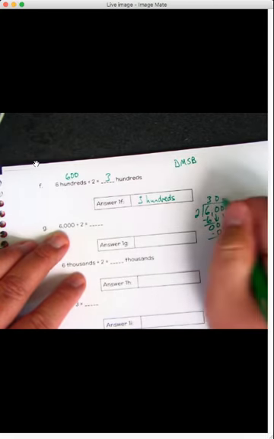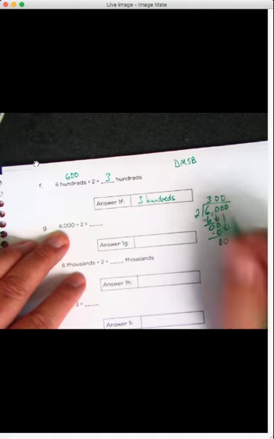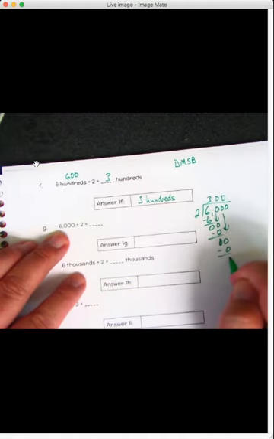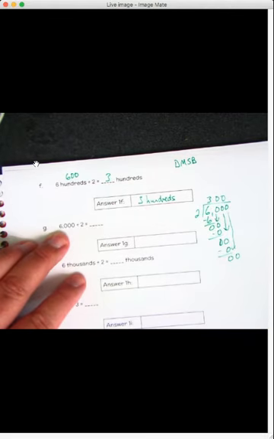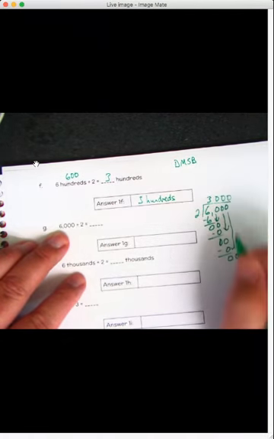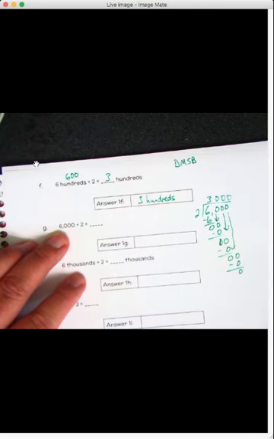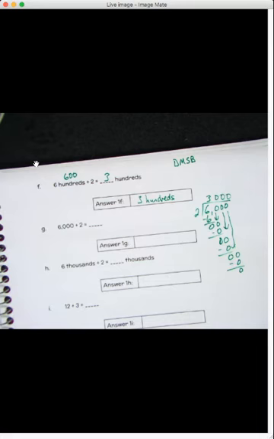0 divided by 2 is 0. Mama multiply. 0 times 2 is 0. Sister subtract. Bring down our other 0. And 0 divided by 2 is 0. Mama multiply. 0 times 2 is 0. Sister subtract. And we have nothing to bring down. So 6,000 divided by 2 is 3,000.